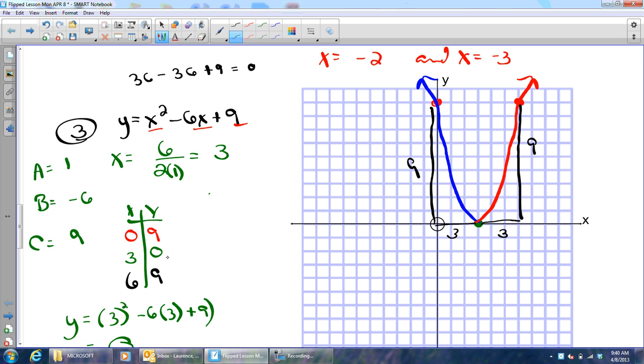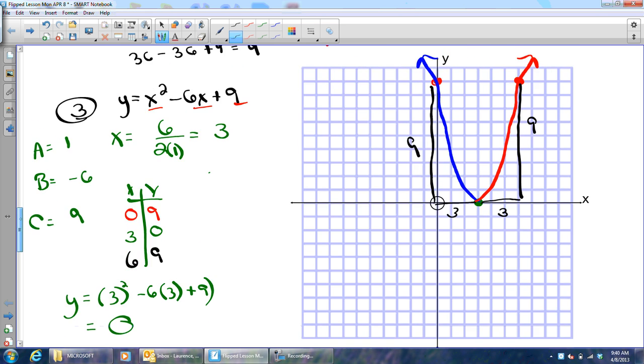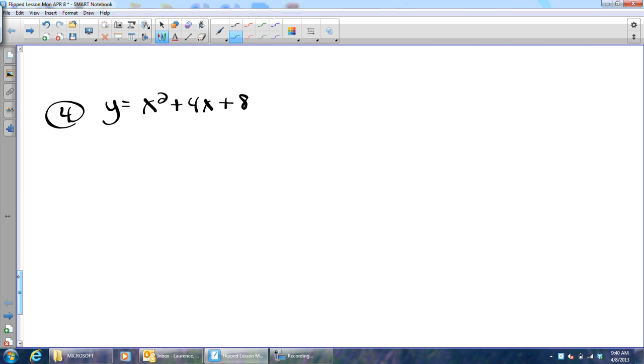Oh, equals 9, excuse me. That equals 9. But I didn't have to do that because of symmetry. I only had to do one. Okay, one more example. And again, we're going to identify A, B, and C.